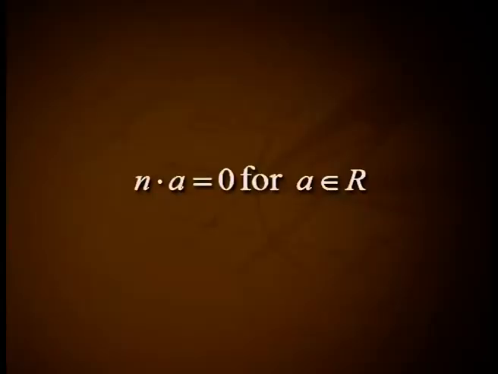Definition: if for a ring R a positive integer n exists such that n·a = 0 for a belonging to R, then the least such positive integer is the characteristic of the ring R. If no such positive integer exists, then R is of characteristic 0. Example 13: the ring Zn is of characteristic n since n is the least positive integer such that n·a = 0 for a belonging to Zn.